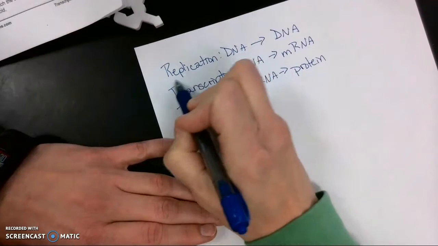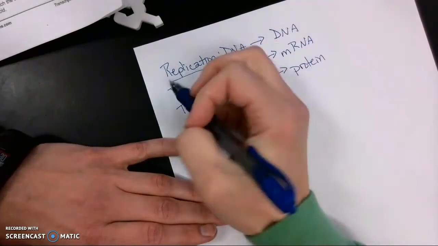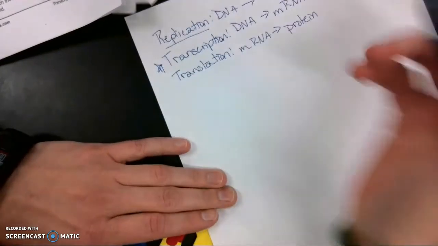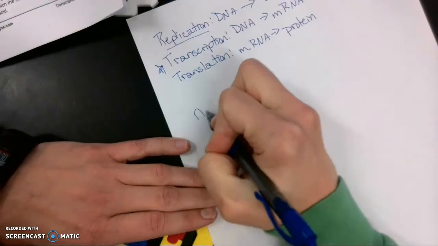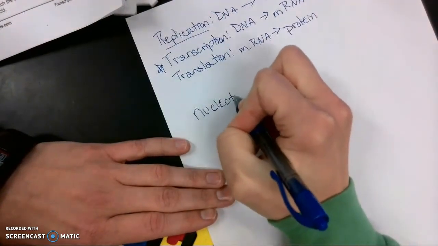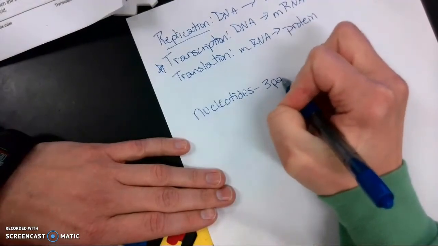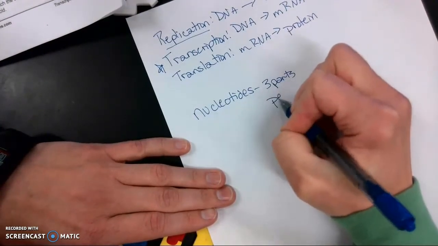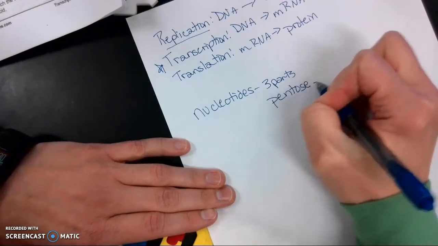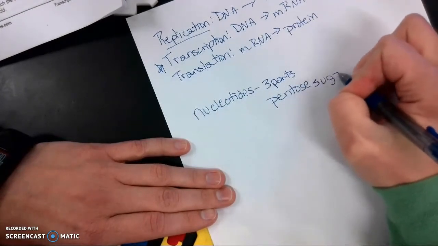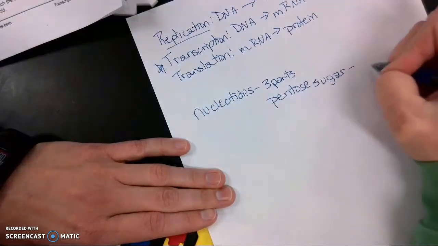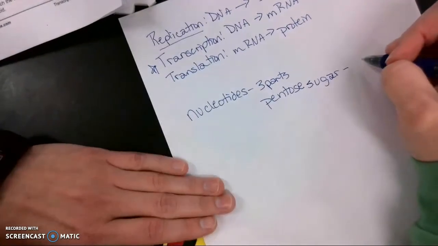Okay, so replication, we did, that's the last one. This is where we're going to start. Okay, so as a review, we are going to talk about nucleotides. Remember, nucleotides have three parts. You have a pentose sugar. In DNA, that's a deoxyribose. In RNA, it's a ribose sugar.